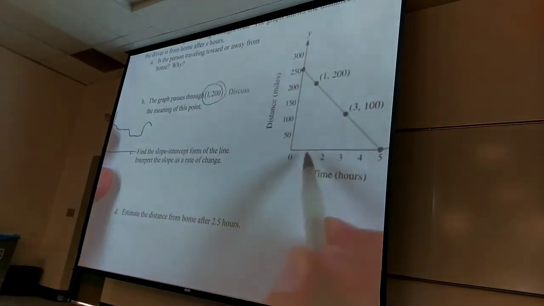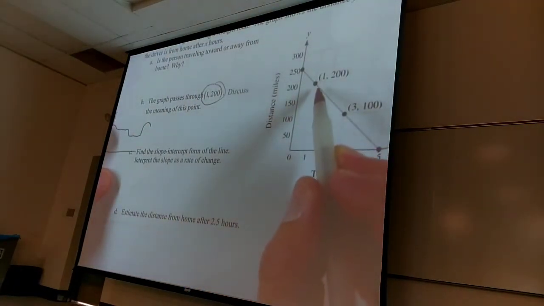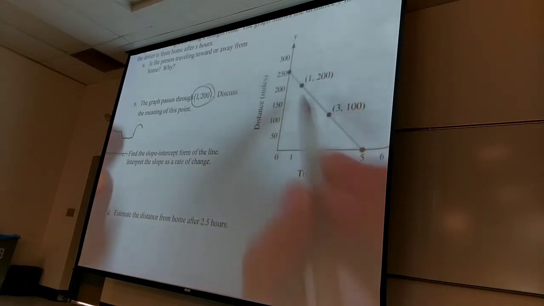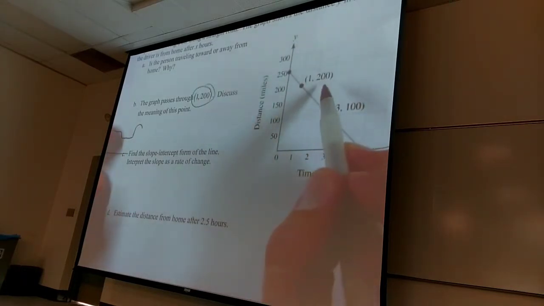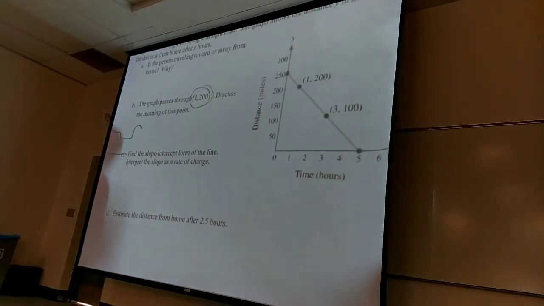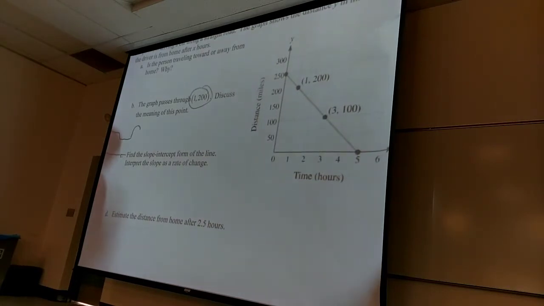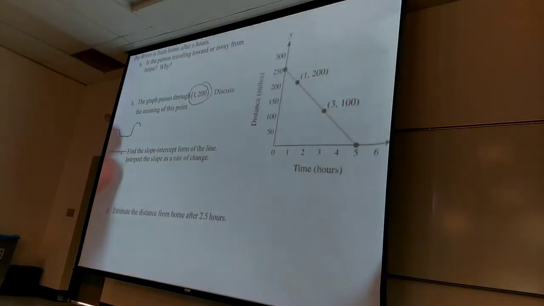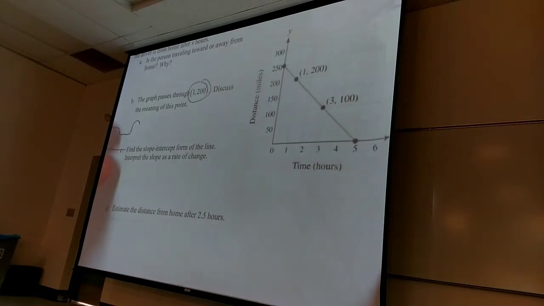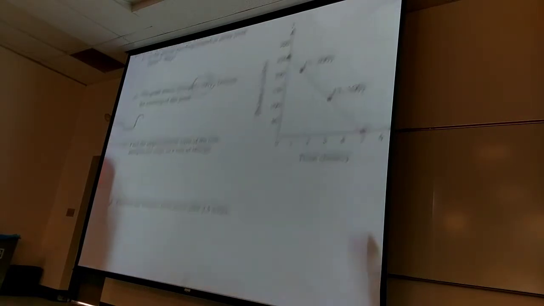What does the point (1, 200) mean? After 1 hour, 200 miles away from home. So 50 miles now. At this point, most of you should know the slope, for example.